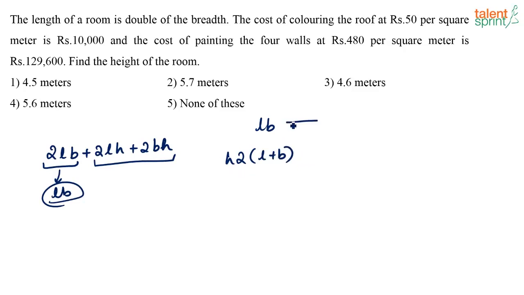Now when I consider the roof, what have they given? The cost of coloring the roof at rupees 50 per square meter is 10,000. So how many square meters am I coloring?